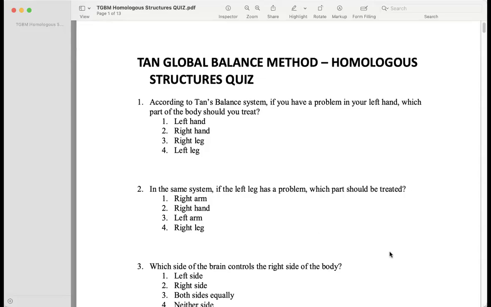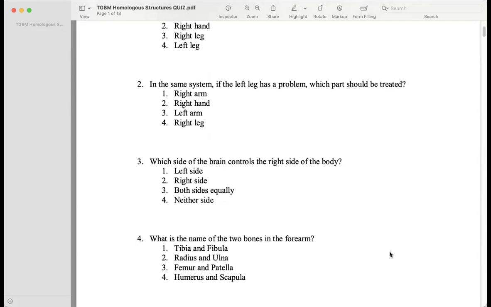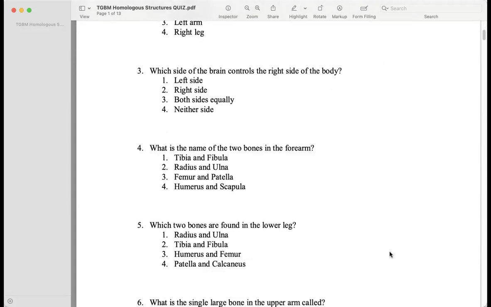Okay, let's go to Tan Global Balance Method, the homologous structure squeeze. Let's start with number one. According to Tan's balance system, if you have a problem in your left hand, which part of the body should you treat? The right leg. In the same system, if the left leg has a problem, which part should be treated? Right hand. Wow.